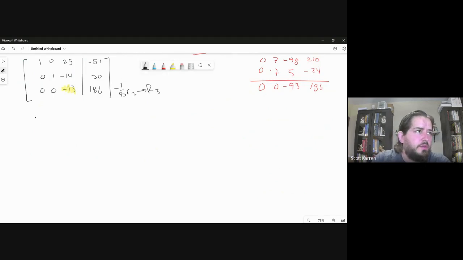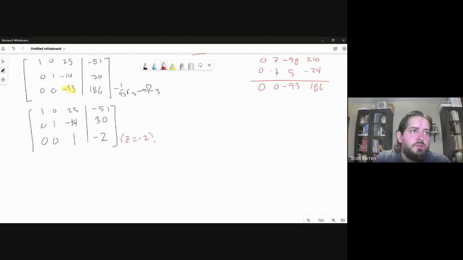So I end up with still 1, 0, 25, negative 51, 0, 1, negative 14, and 30. And then 0 times negative 1 over 93 is 0, or 0 divided by negative 93 is still 0. Negative 93 divided by negative 93 is 1. And 186 divided by negative 93 is negative 2. So right here, this tells us z equals negative 2.